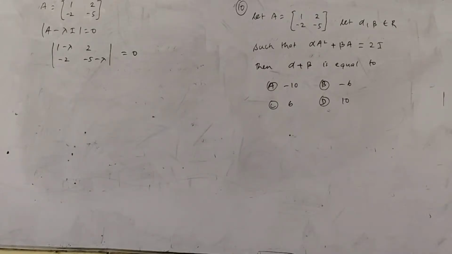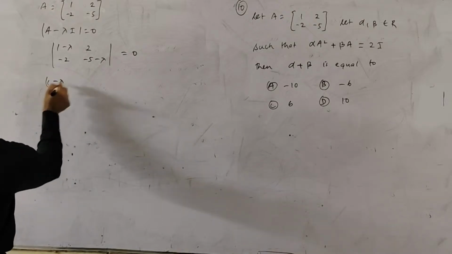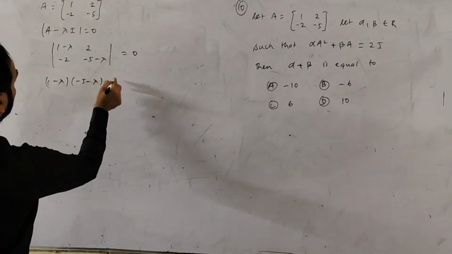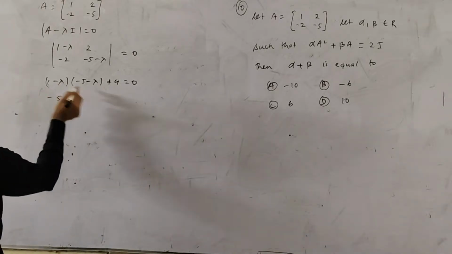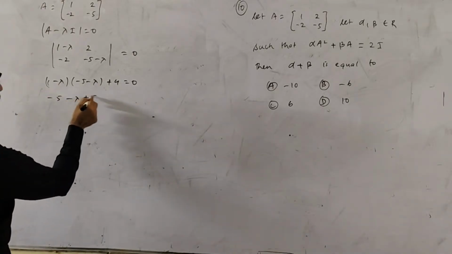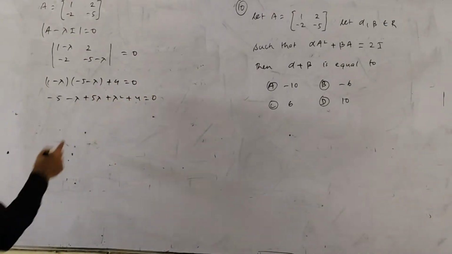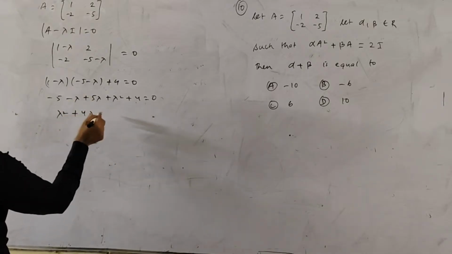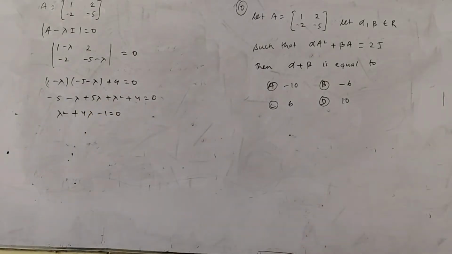So we are finding the characteristic equation, right? So now do the cross multiplication. 1 minus lambda into minus 5 minus lambda, and this will be minus of minus 2. This will be plus 4 is equal to 0. Now see how much it is coming. Minus 5. This will be minus lambda plus 5 lambda and plus lambda square plus 4 is equal to 0. And this can be written as lambda square plus 4 lambda and minus 5 plus 4. This is minus 1 is equal to 0. I think it is right. Lambda square plus 4 lambda minus 1 is equal to 0.